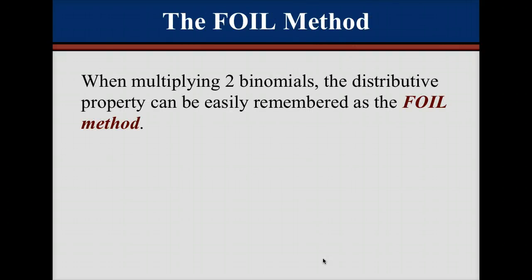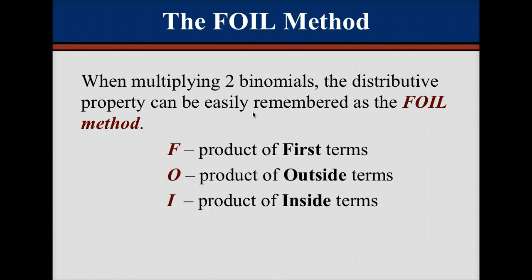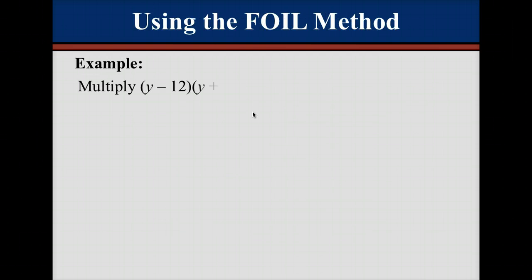Then there's the FOIL method. When we're multiplying two binomials, the distributive property can be easily remembered as the FOIL method. F stands for first, then outside, inside, last. So we've got two binomials we're going to multiply by each other. We're going to use the FOIL method.